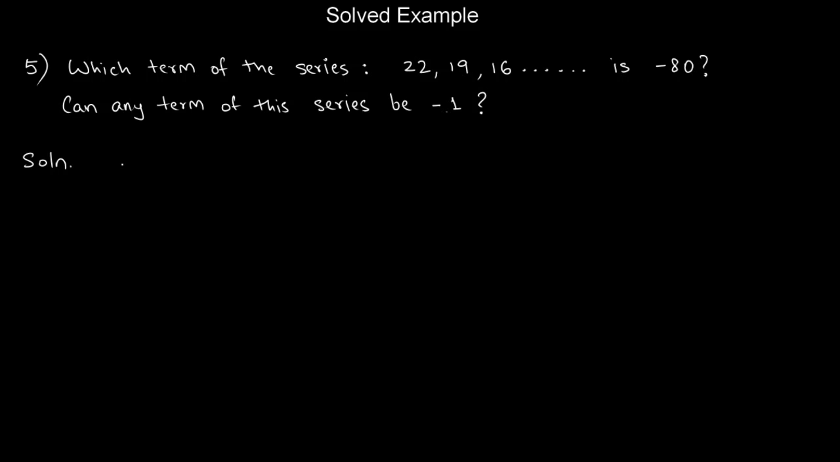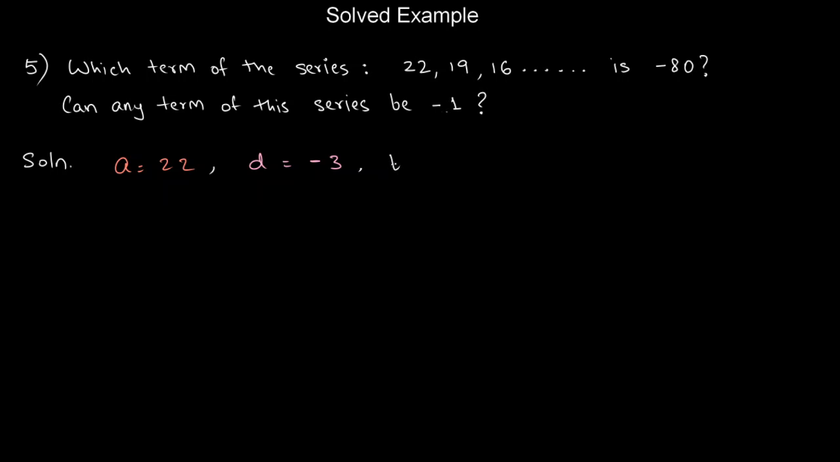So let's just see the parameters of the given progression. The first term, which is denoted by a, is equal to 22. The common difference denoted by d will be 19 minus 22, which is minus 3, or 16 minus 19, which is negative 3. And remember, whenever the question is which term of the series, what you basically need to find is the value of n for the term negative 80. So let the nth term be negative 80.